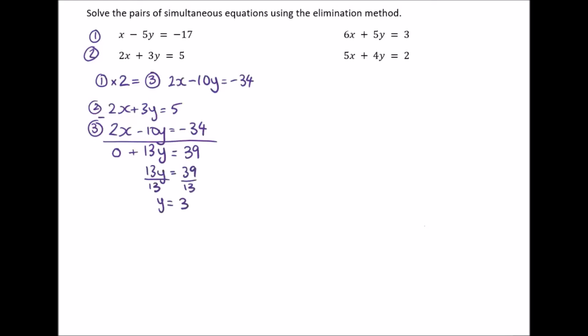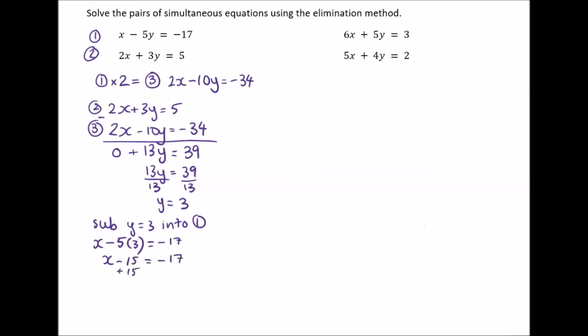So we found one of our variables, and to find the other, we substitute into one of the equations. It can be any of the equations, 1, 2, or 3. They will all have the same solution. So let's substitute y equals 3 into equation number 1. That's the one I'd like to do. And so we have x minus 5 times 3 equals negative 17. x minus 5 threes is 15 equals negative 17.